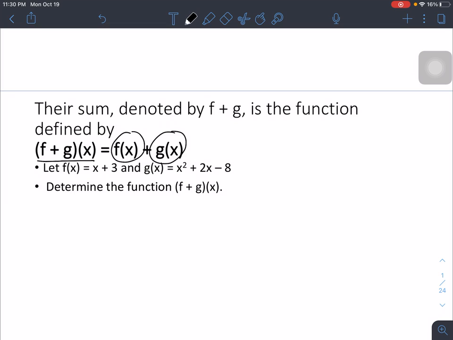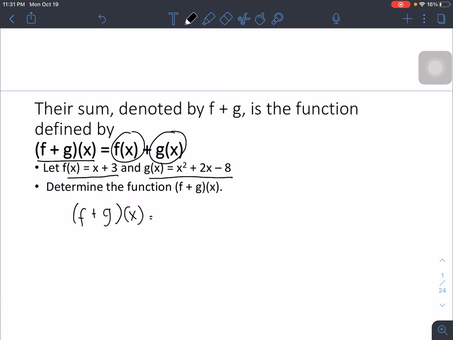So for example, if we have f of x is equal to x plus 3 and g of x is equal to x squared plus 2x minus 8, let us determine the function f plus g of x. So we just need to add the f of x function with the g of x function.